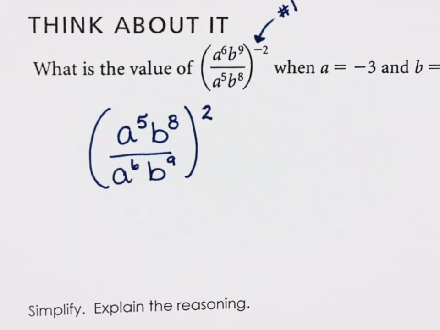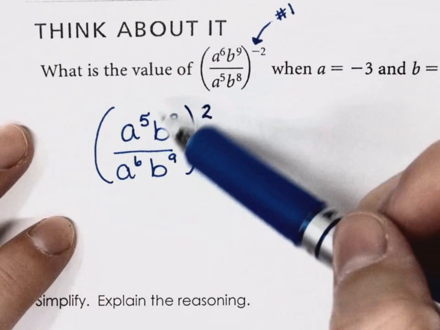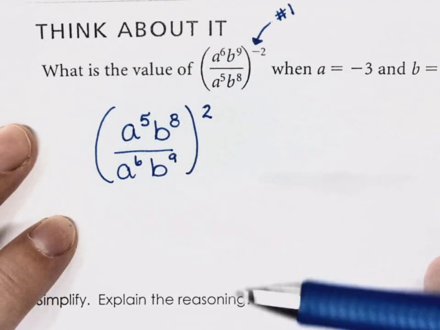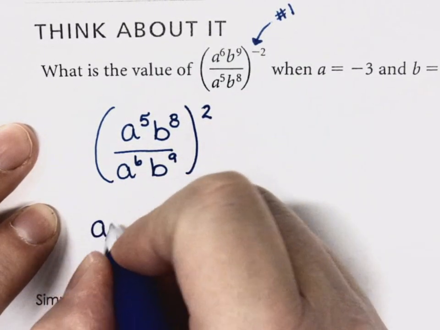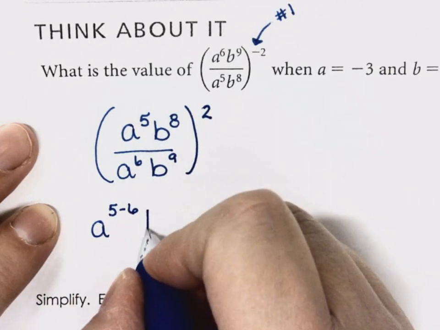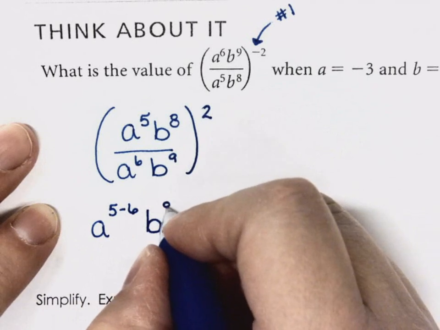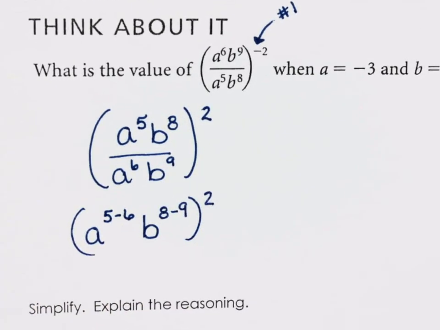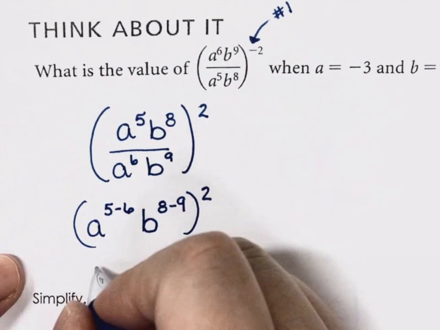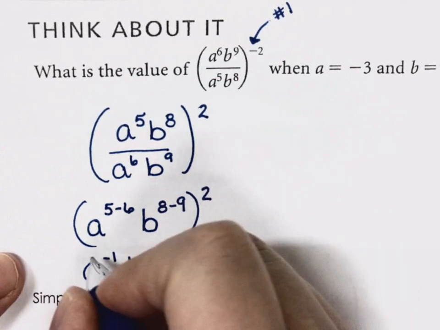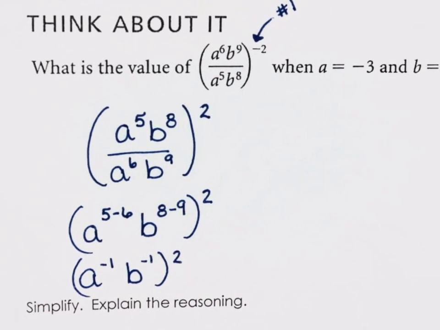All right, so now I'm going to use my exponent rules to simplify what's inside the bracket. So I'm going to look at the a's. They have the same base of a, and then we go ahead and we subtract the exponents. So we're going to have a, and numerator always comes first, so 5 minus 6, and then we're going to have b, 8 minus 9. And that's still going to be squared, because I haven't done anything with that yet. So I'm going to have a to the -1, and b to the -1, and all of that is squared.